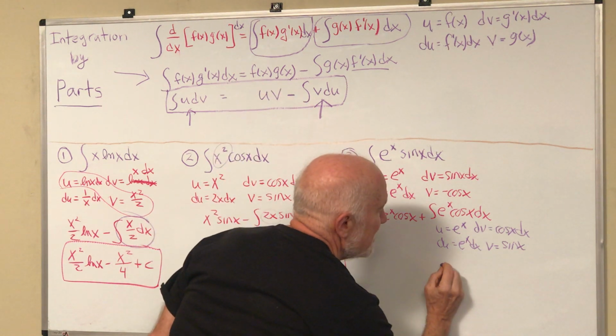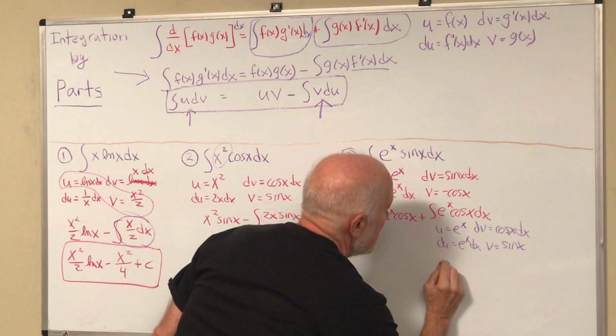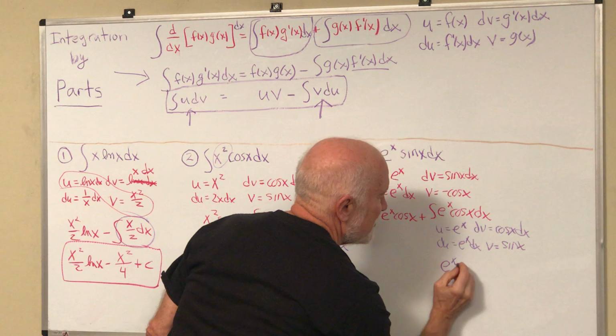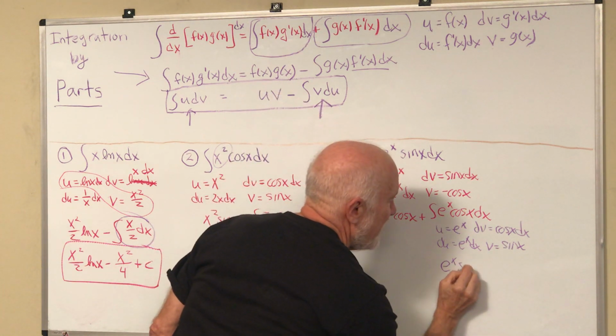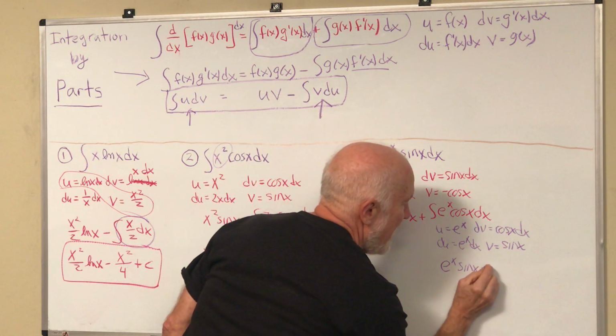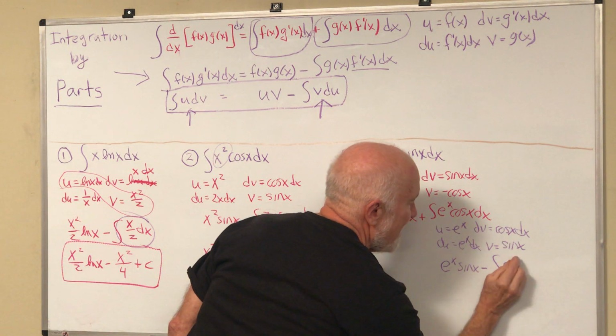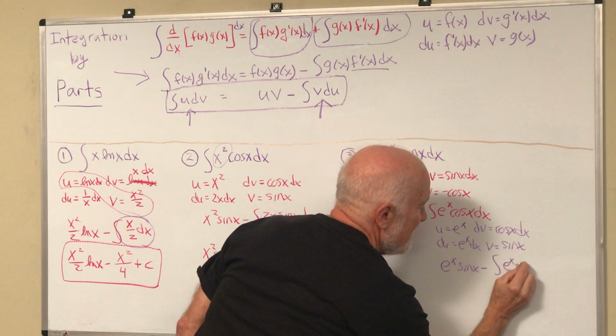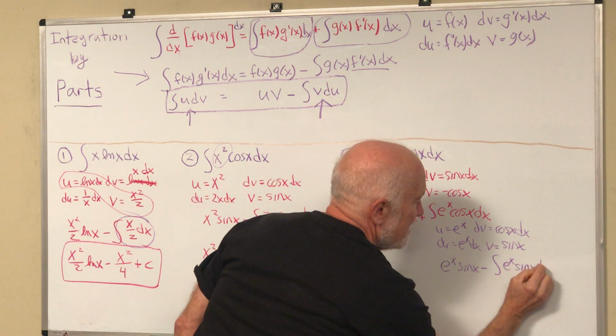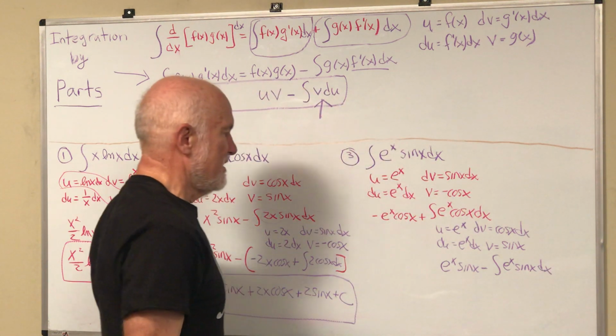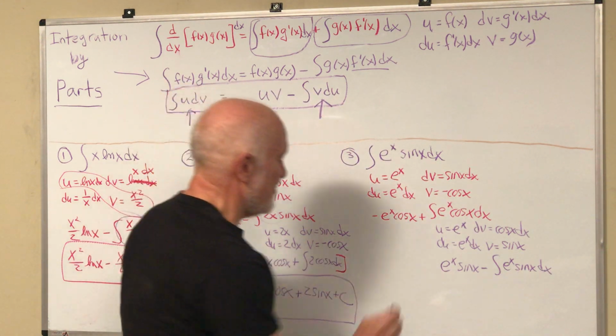Du is e to the x dx, and v is the antiderivative of the cosine. So you get e to the x times the sine of x minus the integral of e to the x sine of x dx. And then you might as well bring this down.